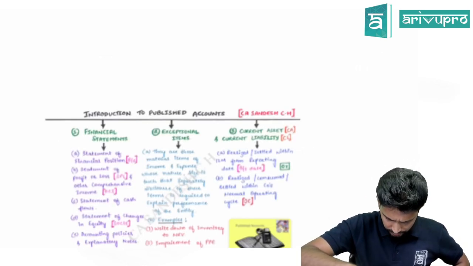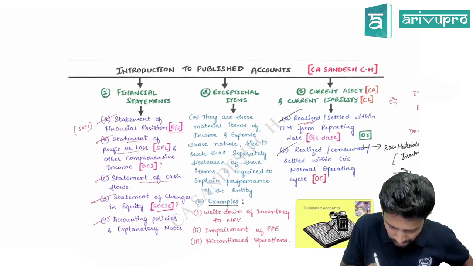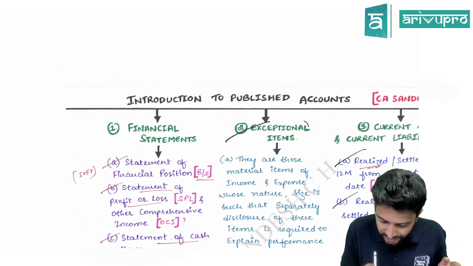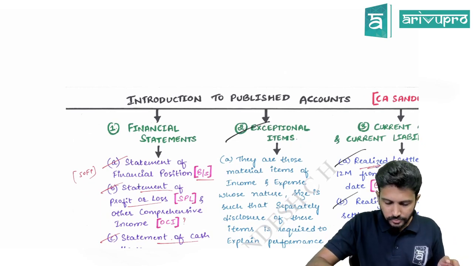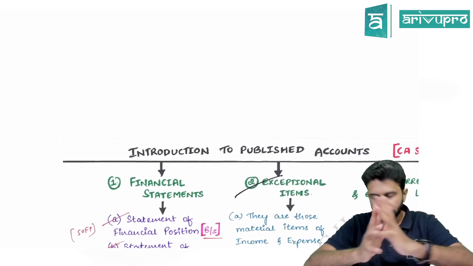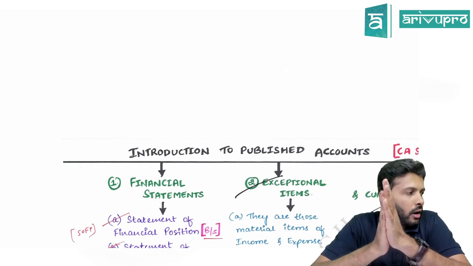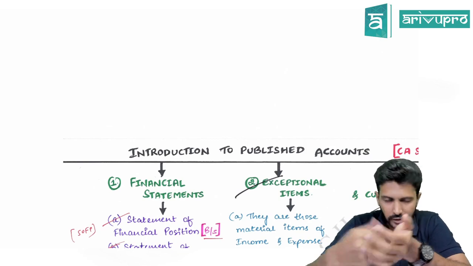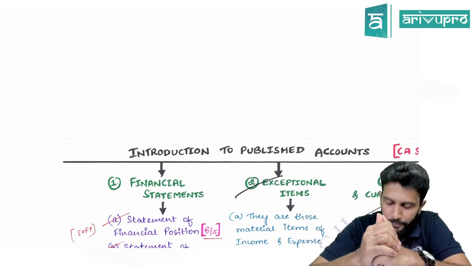Okay. Anything remaining? Okay. There's one thing, maybe I'll quickly run through it. There's something also known as exceptional items. What is this exceptional item? Again, this is not that important from the examination context, but still it is given as a para, so I'll quickly run through it.